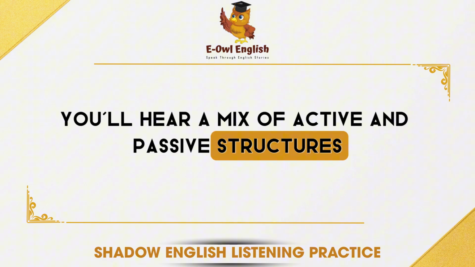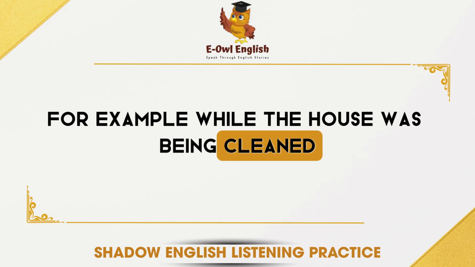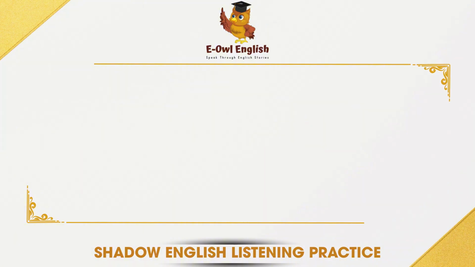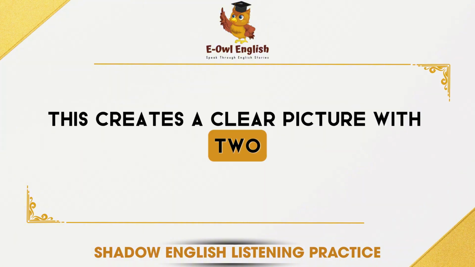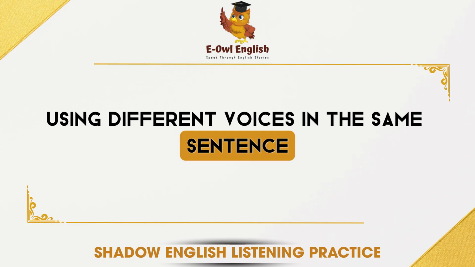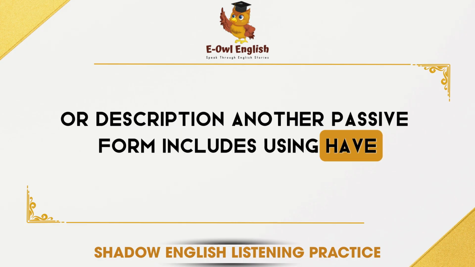Sometimes you'll hear a mix of active and passive structures in one sentence. For example, while the house was being cleaned, the children played outside. This creates a clear picture with two actions happening at once. Using different voices in the same sentence allows for variation and more detailed storytelling or description.